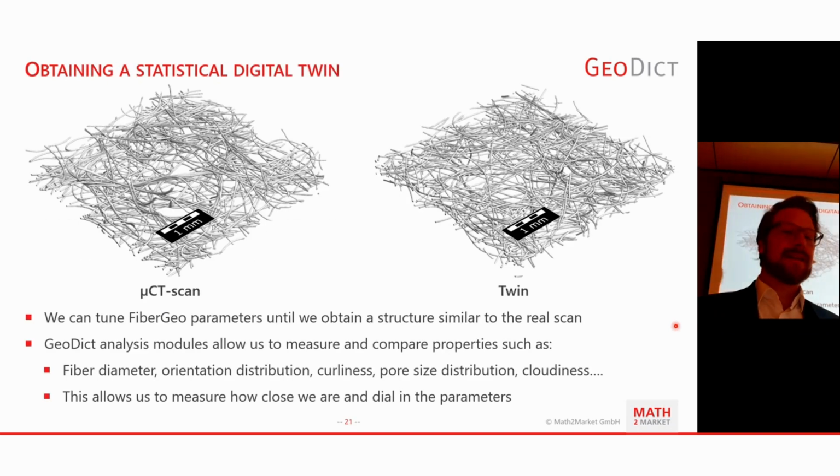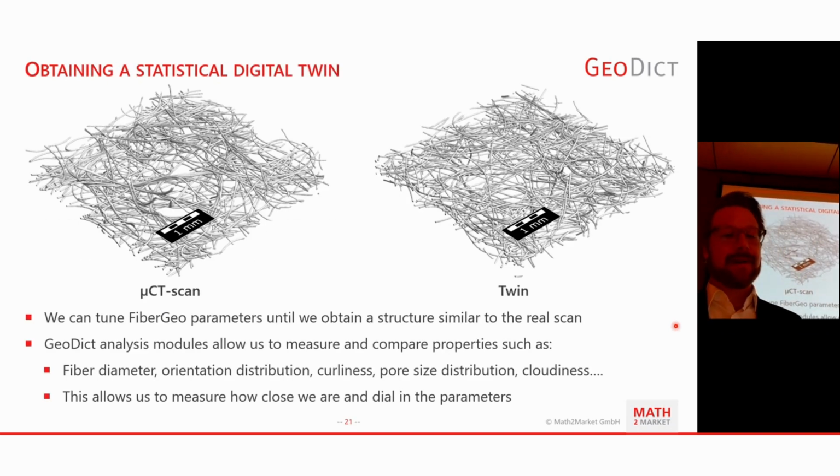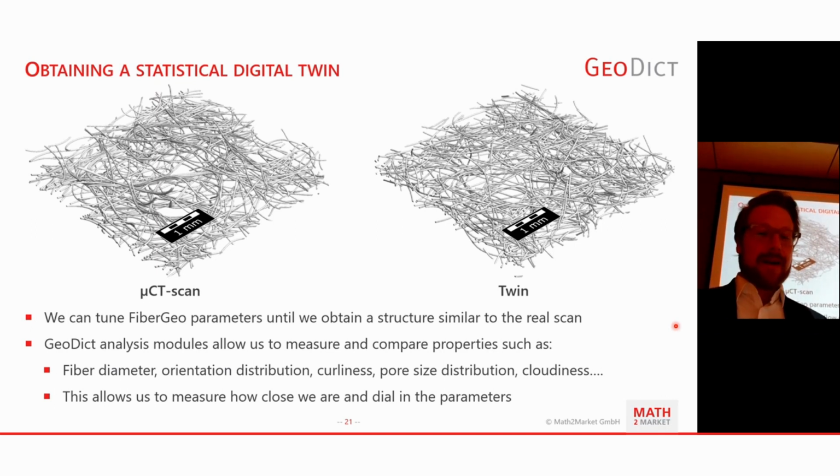Now, how do we obtain a statistical digital twin for our material sample? We can see here that on the left-hand side, again, we have our segmented micro-CT scan, and on the right-hand side, we have the digital twin, or rather one instance of the digital twin, one generation result of FiberGeo. Now, the idea is that we can tune the FiberGeo parameters until we obtain a structure which is similar with regards to the characteristics that you care about to the real scan.